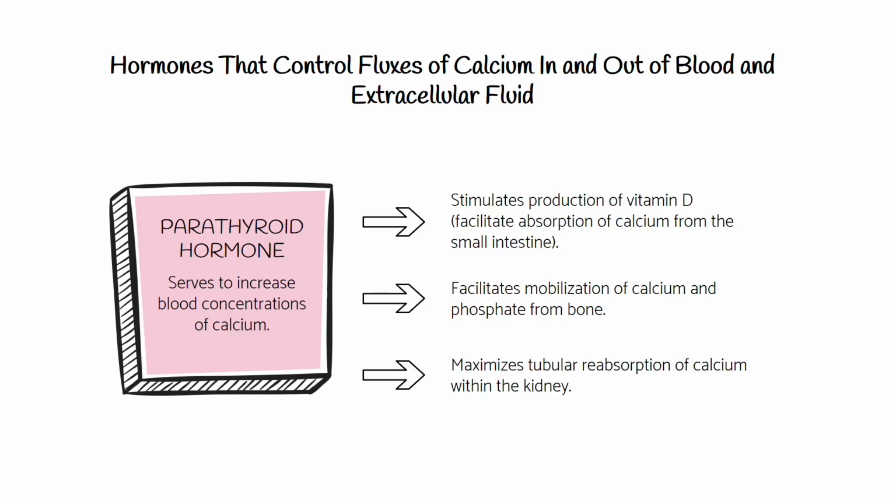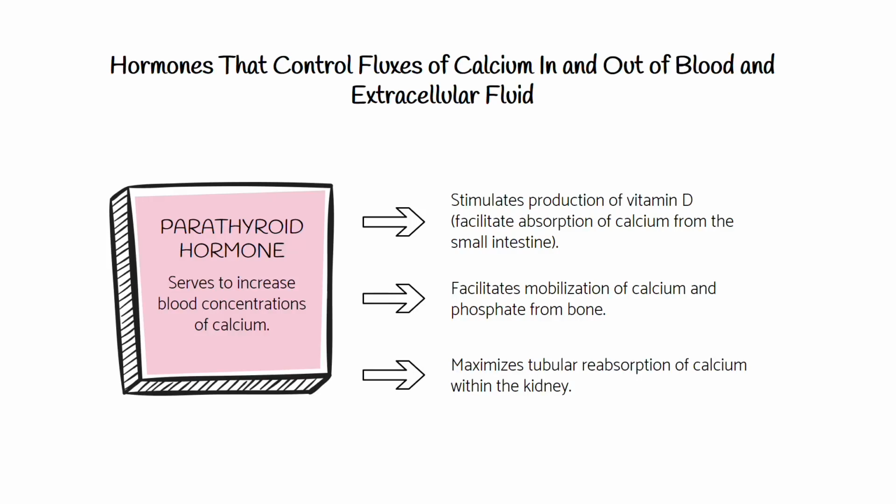First is by stimulating the production of the biologically active form of vitamin D within the kidney. Vitamin D also acts to increase the blood concentrations of calcium. It is generated through the activity of parathyroid hormone within the kidney. Far and away, the most important effect of vitamin D is to facilitate absorption of calcium from the small intestine. In concert with parathyroid hormone, vitamin D also enhances the flux of calcium out of the bone.